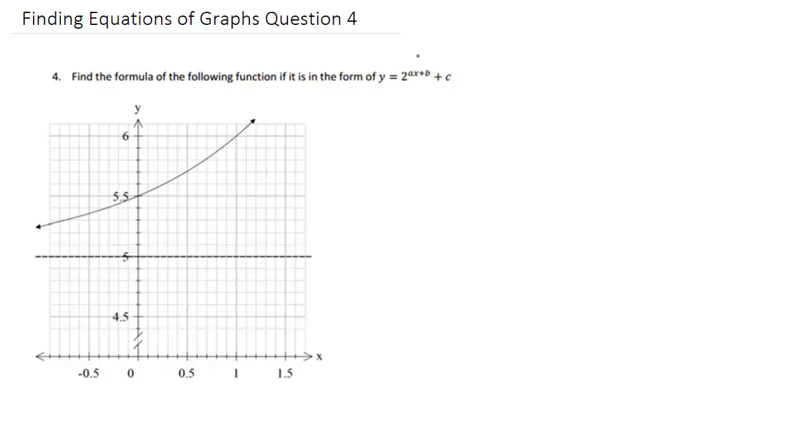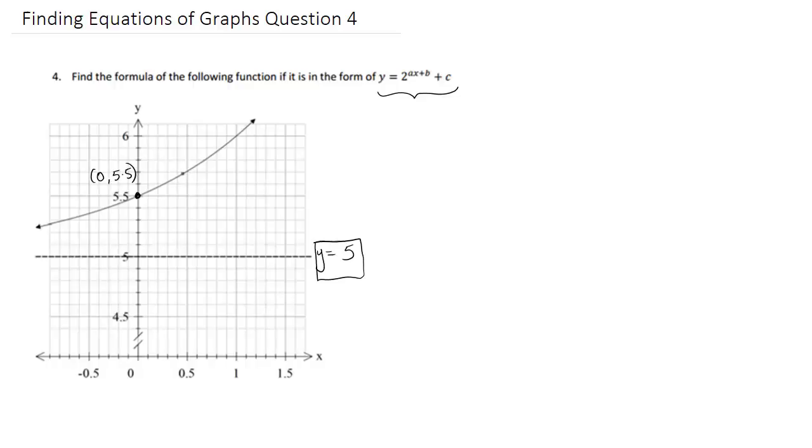This question asks us to find the formula of the following function if it is in the form of that. Okay, so some of the important features of this graph: we can see that there's an asymptote, and that looks like an asymptote at y equals 5. Another important feature is that point there, which is (0, 5.5).